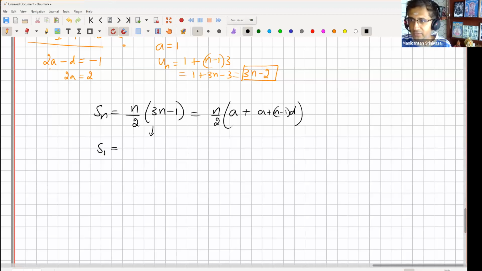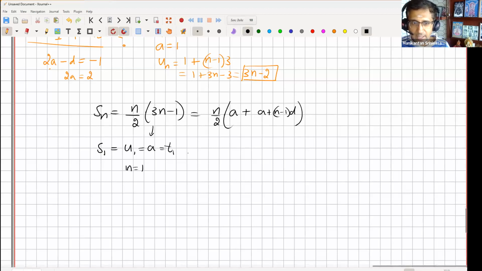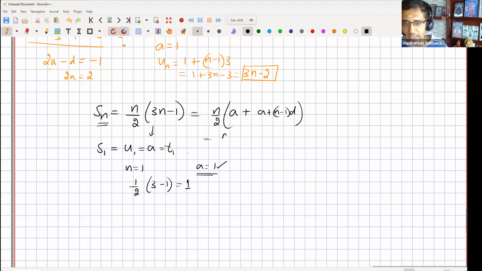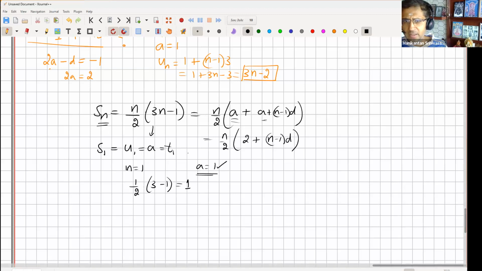From sum till 2 terms, we understand first term plus second term. Sum till 3 terms, we understand. But sum till 1 term is literally the first term. So he's saying S1 is your U1 or A, whatever you want to call it. Just by putting n equal to 1 in the formula for Sn, I get my first term. And what is that? 1 by 2 times 3 minus 1, which is 1, which means I got my A right immediately. And then it becomes so much easier. So n by 2 times 1 plus 1, which is 2, plus n minus 1 times d. I found my A already, so my d is very, very easy now.